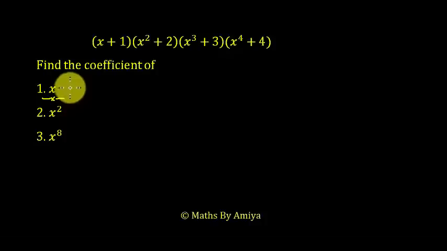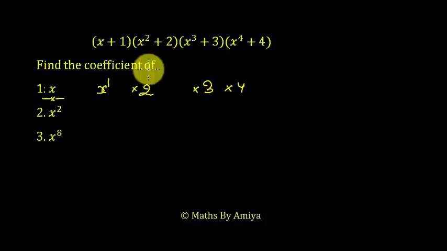Finding the coefficient of x means we just want x1 which is present in the first bracket, and from the other brackets we want the constant terms, which are nothing but 2, 3 and 4, and the multiplication. We are looking for x1, so we get this x1 from the first bracket, and the coefficient of this is nothing but 2 into 3 into 4, which is 24, and the term is 24x, so the coefficient is 24. I hope it is clear.